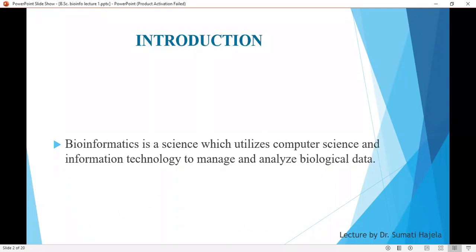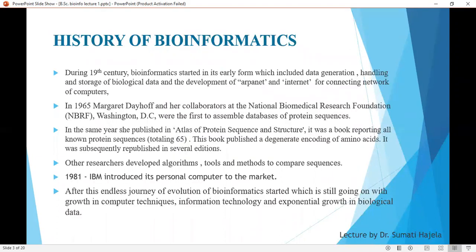Bioinformatics is a science which utilizes computer science and information technology to manage and analyze biological data. As for the history of bioinformatics, during the 19th century, bioinformatics started in its early form, which included data generation, handling and storage of biological data, and the development of ARPANET and Internet for connecting network of computers.